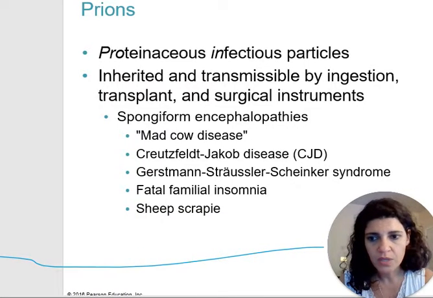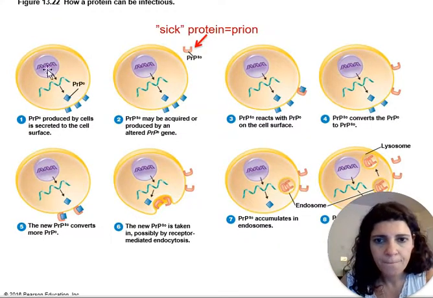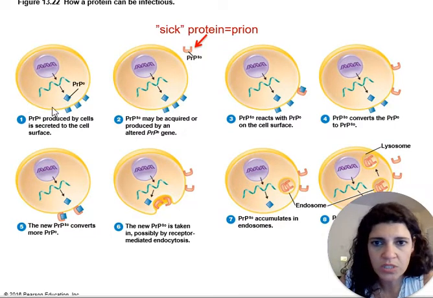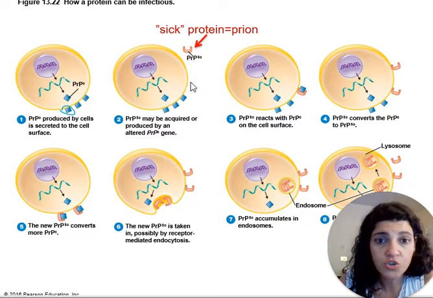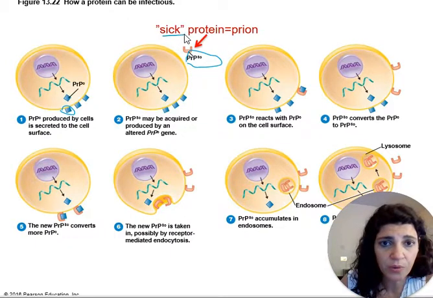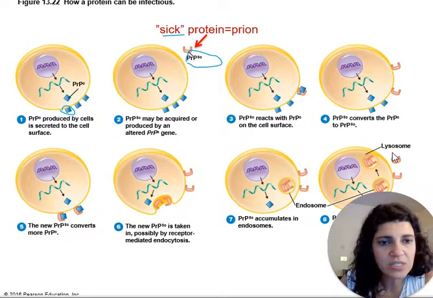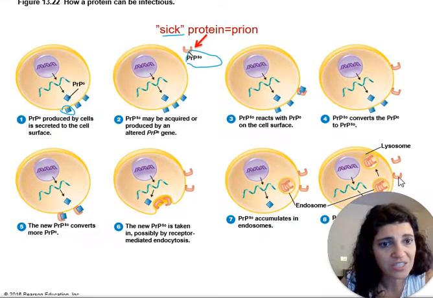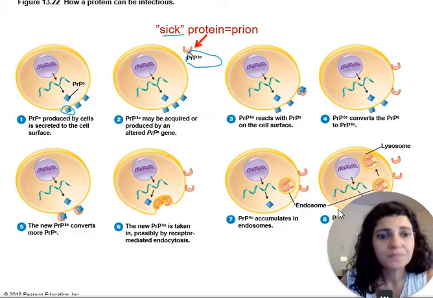So if we ingest that, it can go to our circulation, go to our brain, and transform our PrPC proteins, which are these ones here, into PrPSc. So the PrPSc is the sick protein. Once it touches our little blue proteins, it transforms them, and then we start to produce these sick proteins because they keep transforming all our PrPC proteins.